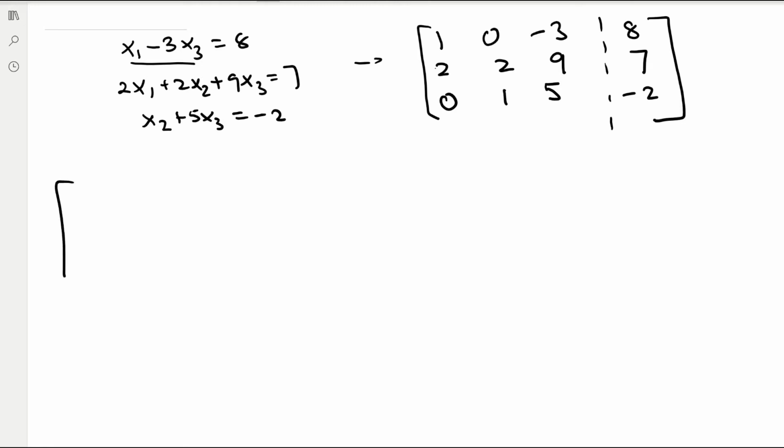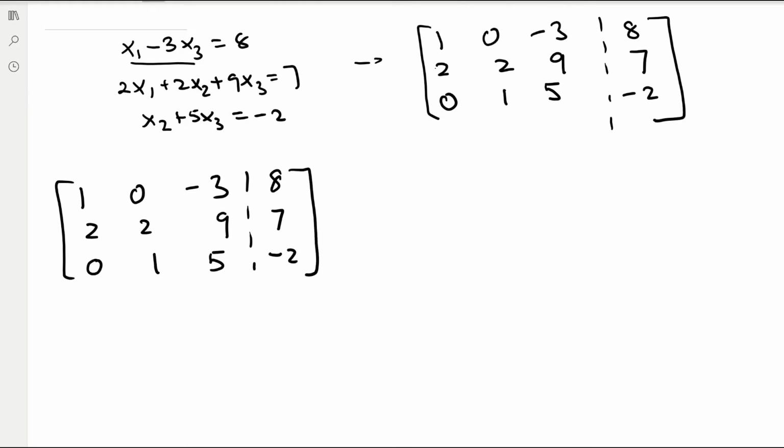So let me rewrite the augmented matrix. 1, 0, negative 3, 2, 2, 9, 0, 1, 5, 8, 7, negative 2. Okay, so what row operation should we do? What should be on our mind? We want to create the triangle of zeros, right? Below the diagonal. So here we need to make these three 0.